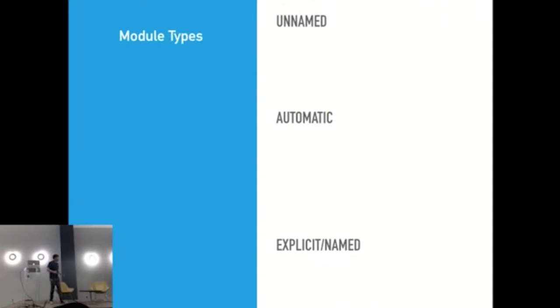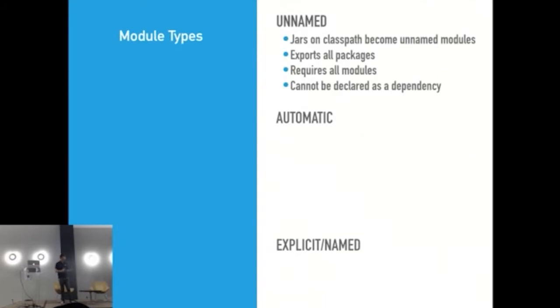All right, so let's start digging into the vocabulary of modularity. To help with migration, there are three different types of modules. There is an unnamed module, and so the demo I showed you earlier, that's all running as unnamed modules. This is when you put a jar on the class path, it becomes an unnamed module. Unnamed modules export all packages. They require all modules, but they cannot be declared as a dependency.